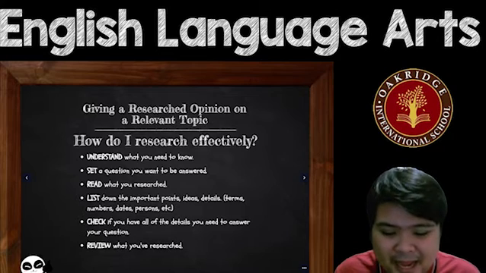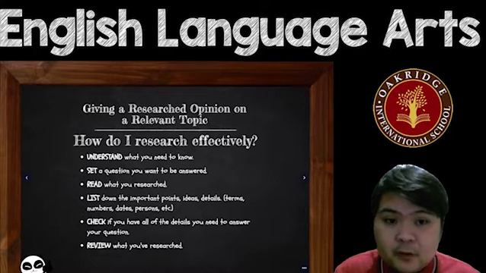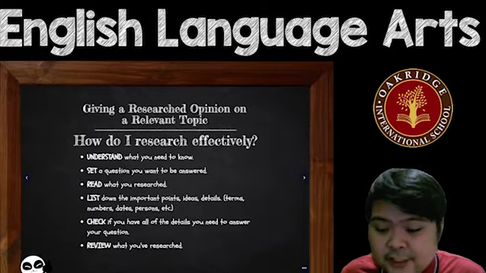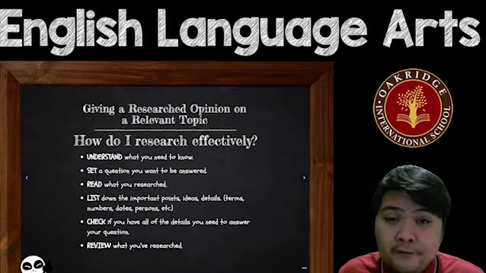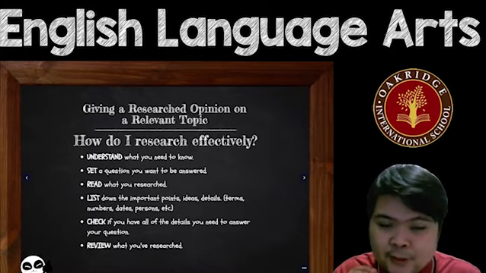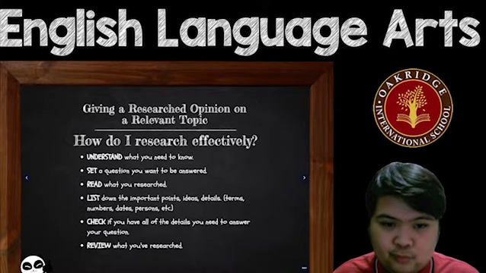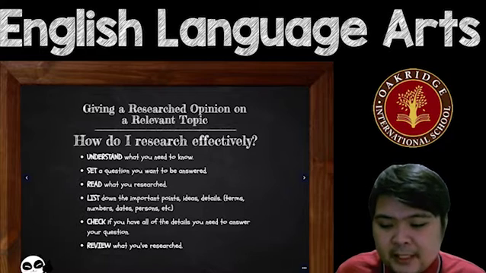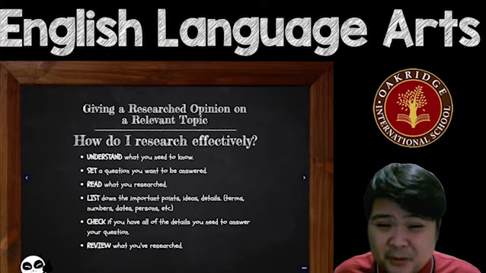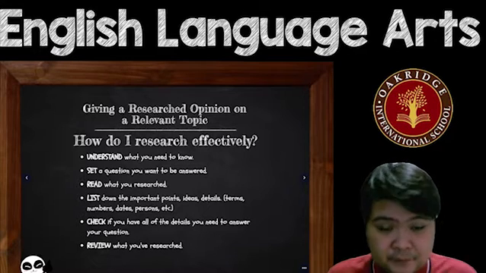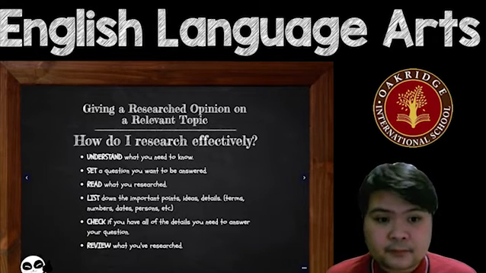Okay. First, understand what you need to know before you start typing, before you start going to Google and searching by typing the name of the thing. Very important. A lot of people make the mistake of not knowing what to do or what to research because they don't understand what they need to know. So first things first, understand what you need to know.